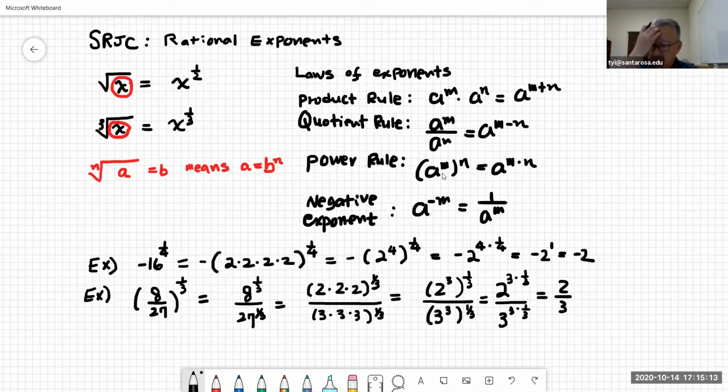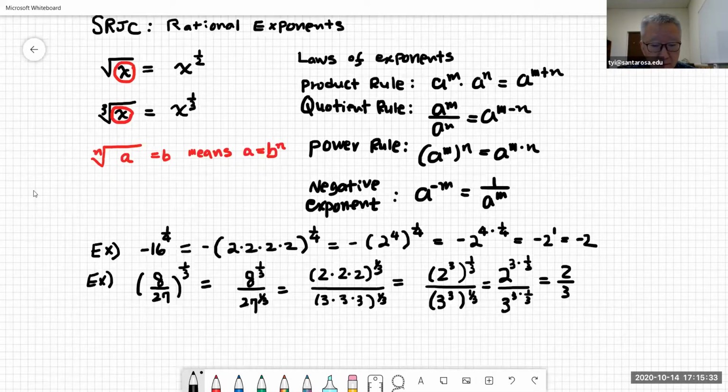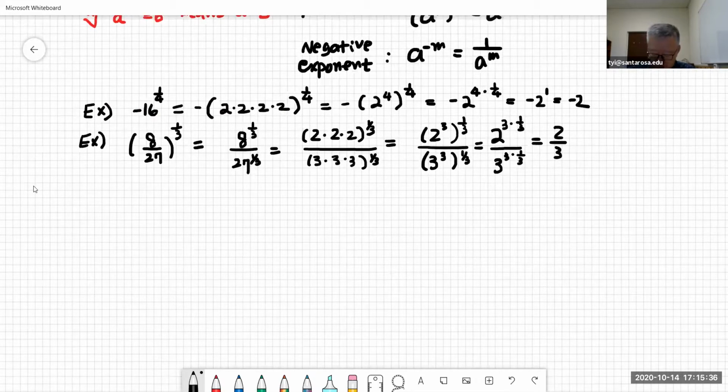The other thing we have to be careful about is that you need to take care of the minus sign. If you don't take care of the minus sign, it's going to be a problem. Whether that minus sign is inside the parentheses or outside the parentheses is going to make the difference. Let's try one more here.